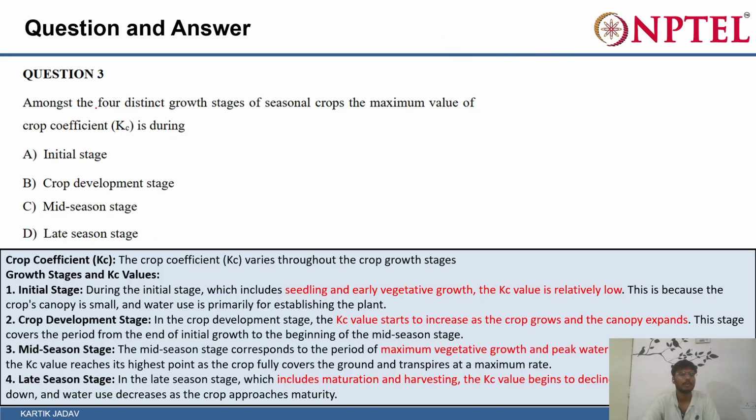Question number three: amongst the four distinct crop growth stages of seasonal crops, the maximum value of crop coefficient. We know that the crop coefficient is a fraction, and it helps us get to know the crop evapotranspiration using the reference evapotranspiration value. So whenever you multiply ET naught with Kc, it gives us ET crop.